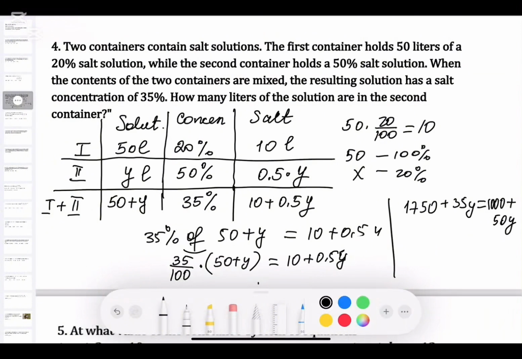Next, we can subtract 35y from both sides. We're going to have 15y left on the right-hand side. And we can subtract 1,000 from both sides. So we're going to have 750 on the left-hand side. So y would be equal to, what is that, 50. And this is what was asked, what we had to find: how many liters of the solution are in the second container. We had to find y, and y is equal to 50 liters.